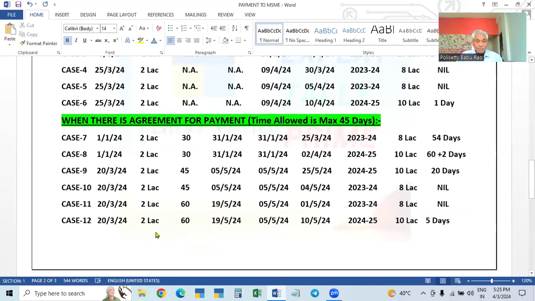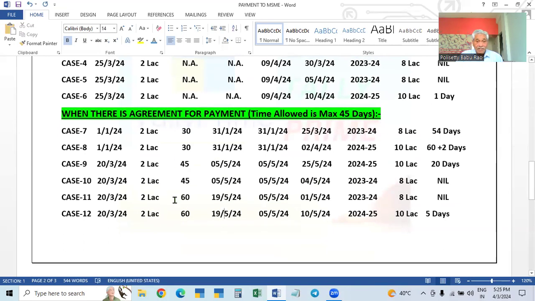In the next one, the credit period is 60 days. So as per the agreement, the due date is 19th May. But as per the act, 60 days is not allowed, only 45 days. So as per the act, the due date will be the same, 45 days. The 60 days is only for the agreement. As per the agreement it is 19th May, but it is not allowed by the act. The act allows only 45 days.